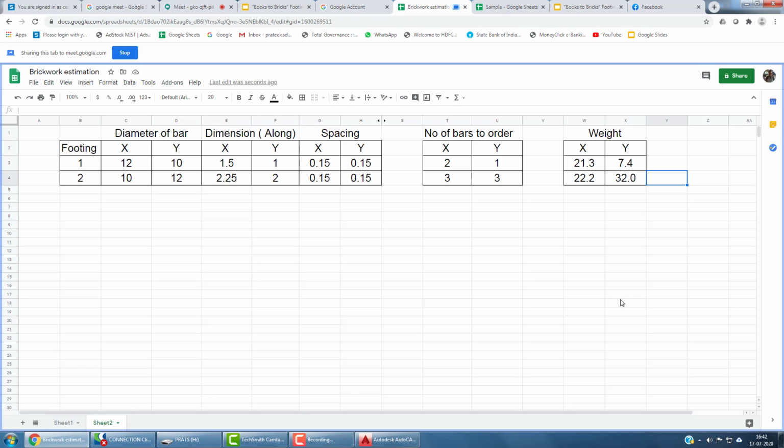Clear? Column will start tomorrow. Is it clear, guys? Column will start tomorrow. Steel, concrete, everything. Concrete will remain the same as what we have done for footing, since the grade is the same, M20.